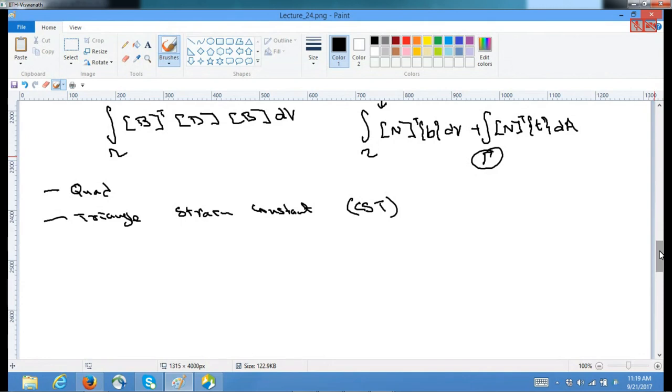In today's class, we will try to extend this problem to the axisymmetric case. The reason is that the entire formulation remains the same with only minor changes. So in today's class, let's deal with axisymmetric problems.